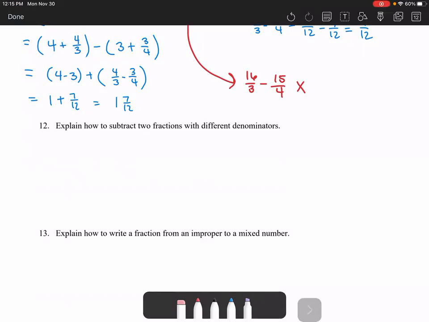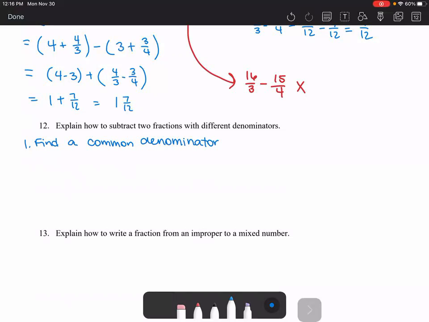Whenever we answer these questions, we should write out steps in a numbered list. That's the easiest way to organize these types of things. So when we're subtracting fractions with different denominators, the first thing is to find a common denominator.